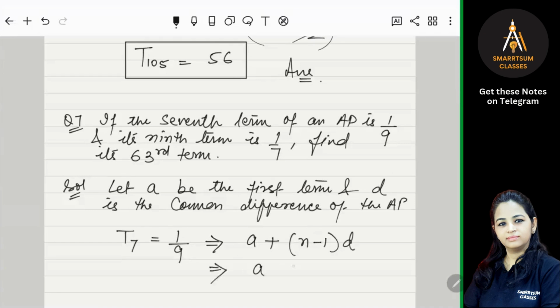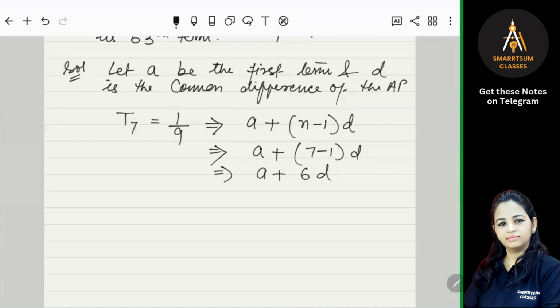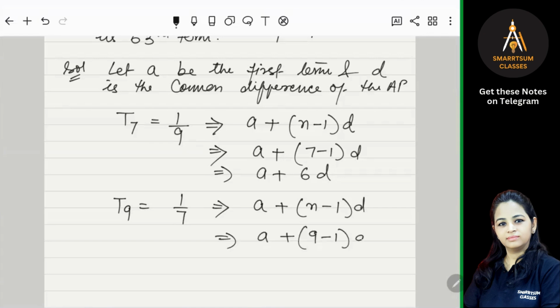Where n is 7, so 7 minus 1 D, so it is 6D. So can we write T7 in terms of A and D as A plus 6D? Isn't it? So this is 1 by 9. Similarly, T9, which is 1 by 7, can be written as, now this time the value of n is 9, so put the value of n 9 here. 9 minus 1 into D, that is A plus 8D. Getting it?